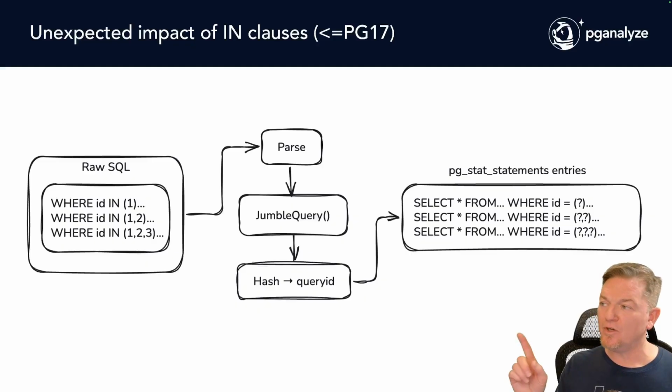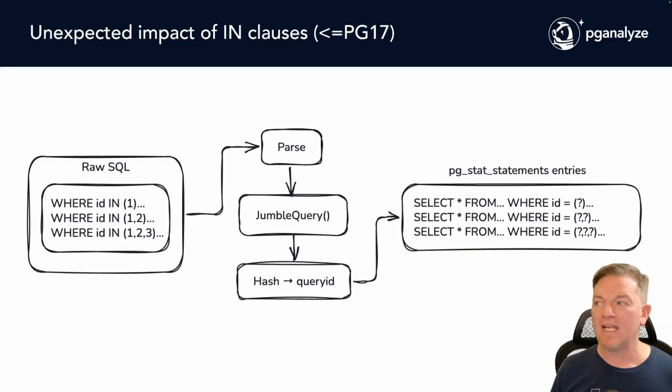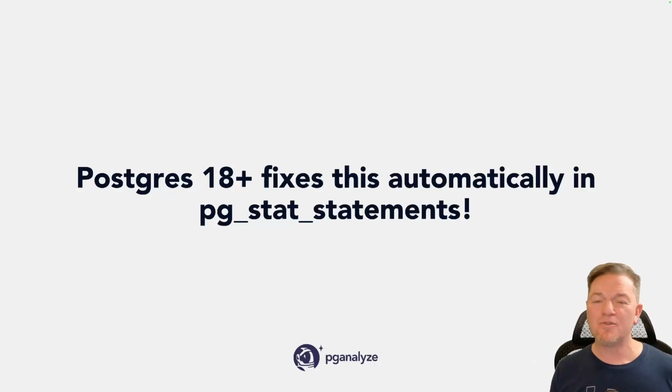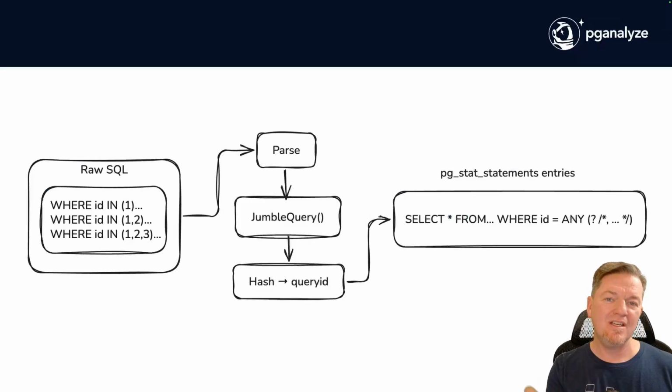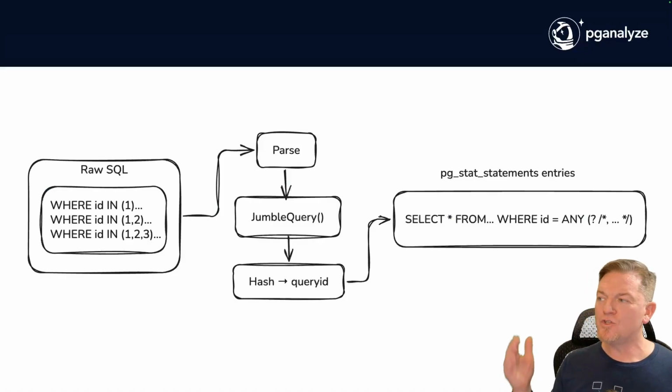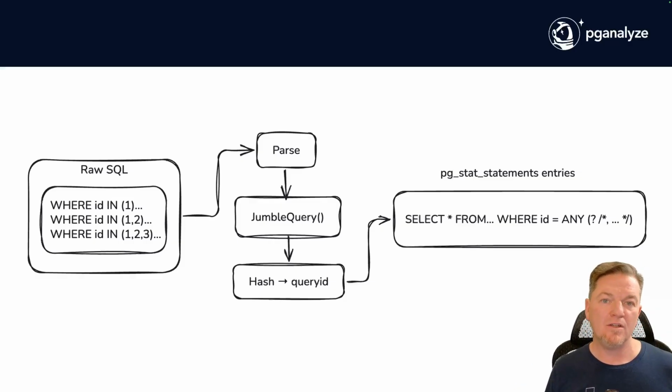In Postgres 17 and below, if I have the exact same query, but where in 1, where in 1, 2, and so forth, every version of that IN clause will produce a unique entry in pg_stat_statements. They are seen as structurally unique elements because of the way the parameters are set. Fortunately, Postgres 18 finally fixes this, and it will turn any WHERE IN clause into a WHERE equals ANY in an array of elements. So where in 1, 2, 3 will produce the exact same query plan as where ID equals ANY in an array 1, 2, 3.